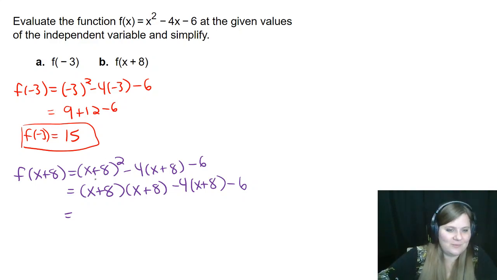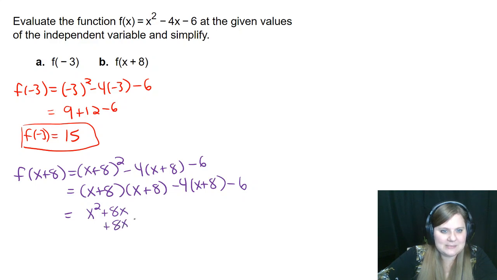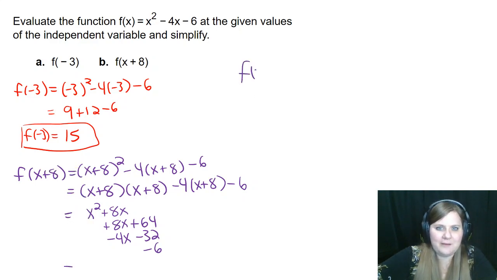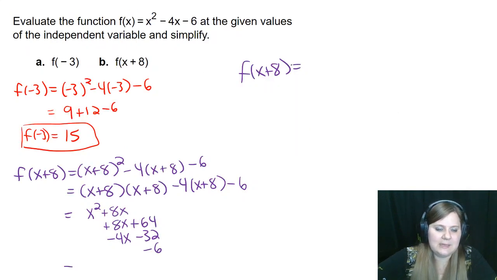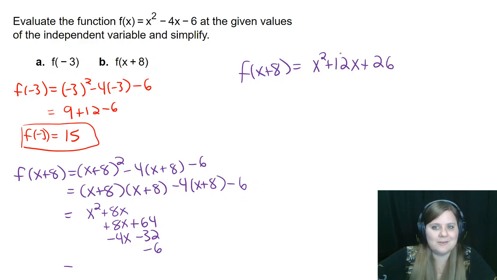Okay, so when I FOIL, I got x squared plus 8x plus 8x plus 64. Then I distributed my negative 4, and I got negative 4x minus 32. And I carried my minus 6. So I get that f of x plus 8 equals, let's see, x squared plus 12x plus 26. 32, yeah, 26. There you go.